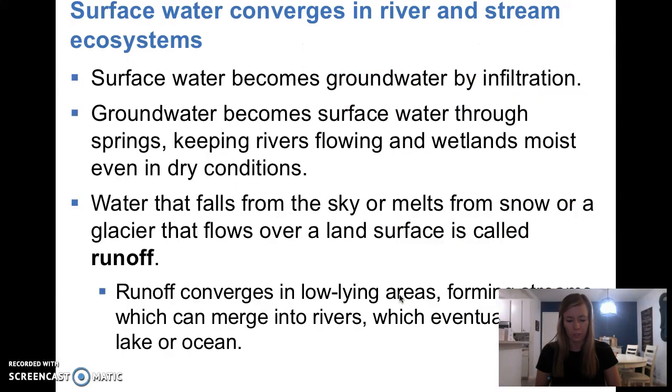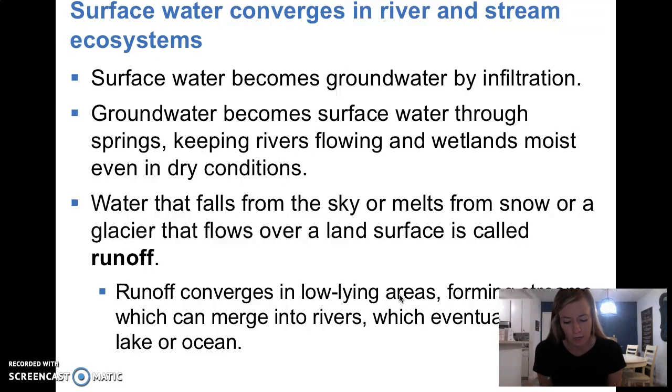So surface water converges in river and stream ecosystems. Surface water is vital for our survival and for ecological systems, as I'm sure you could imagine. We need those bodies of water for ourselves as well as for all of the ecological systems. The surface water that's in a body of water that we can see on top of the Earth's surface becomes groundwater by infiltration. Basically, it will just seep into the layers of Earth below and become groundwater.